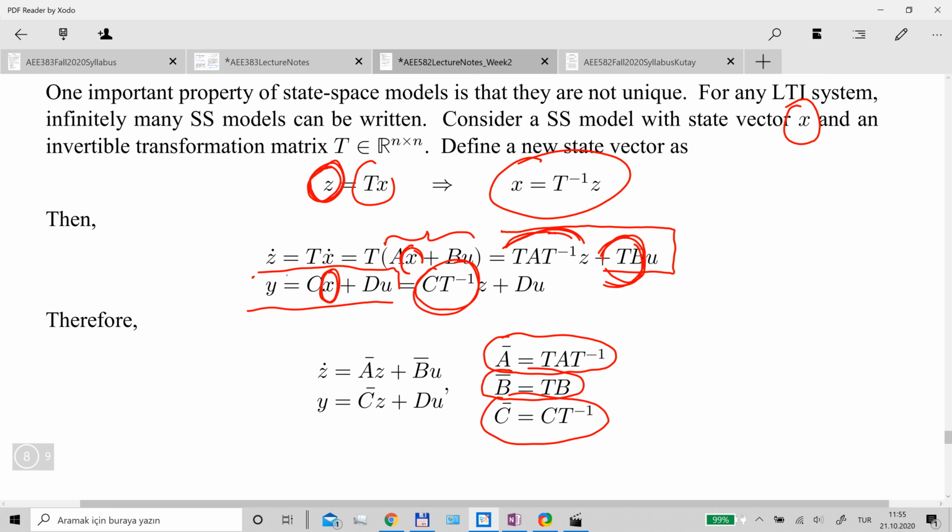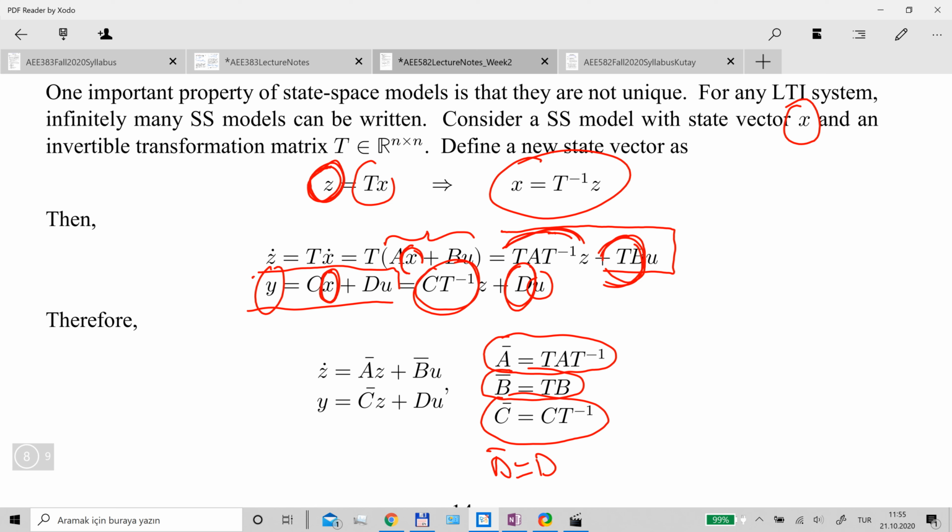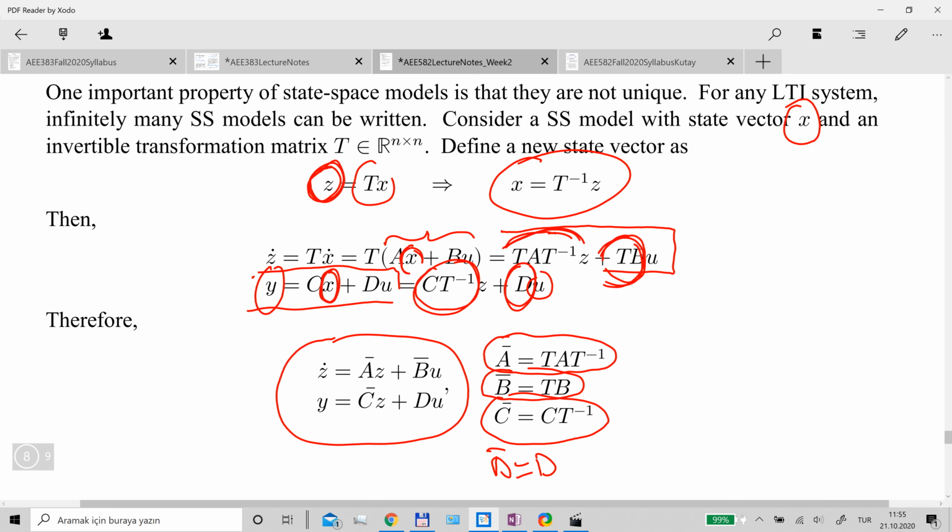And the matrix that gives the pass-through term between the input u and the output y directly doesn't change because the input and output variables are the same. So in the new model, the new D matrix is the same as the old D matrix. So this is how you can write a state space model in terms of a different state variable. And this represents the same system, as we will see now.